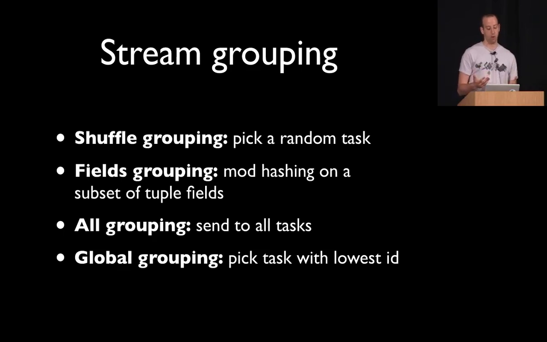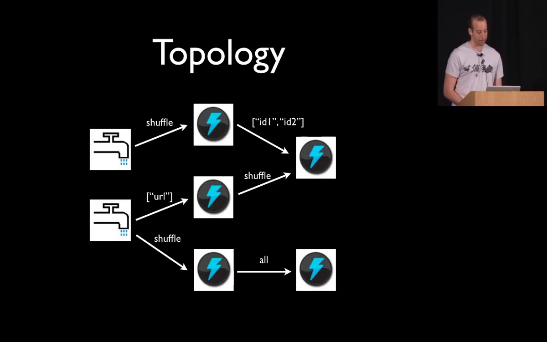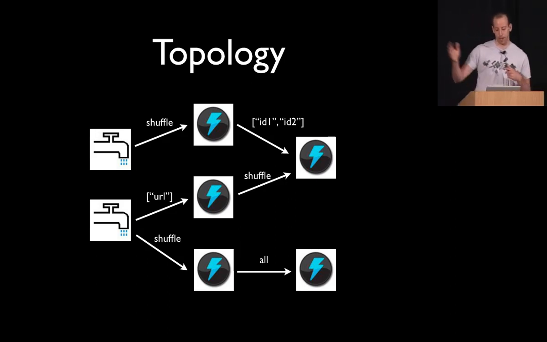Another kind of grouping is called an all grouping. In this case, it actually replicates the tuple to all the consuming tasks. Obviously, this can cause serious blowup of tuples, so it should be used with care. Then there's global grouping. In this case, you pick the task with the lowest ID. This has the effect of all tuples going to the same task. And there's a few other kinds of groupings, but those are beyond the scope of this talk. So if you look at what a topology looks like again, it actually looks like this, where every subscription edge is annotated with the kind of stream grouping used.